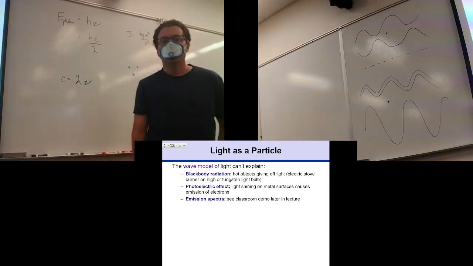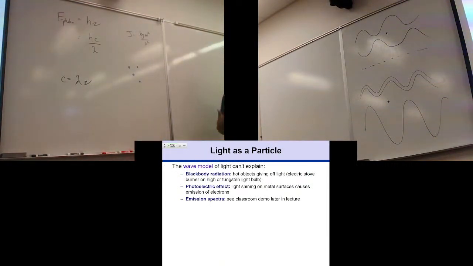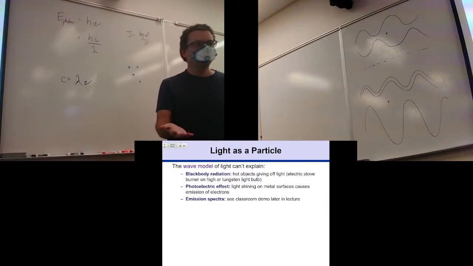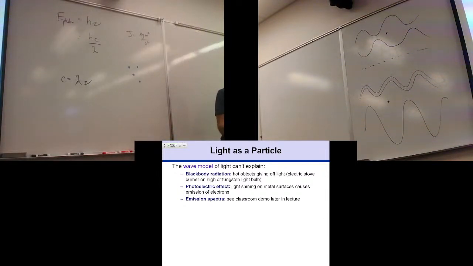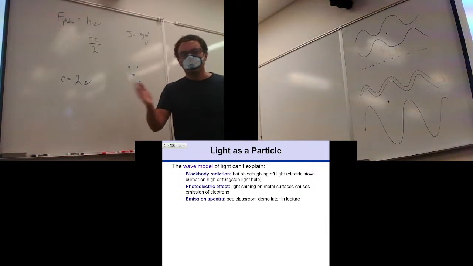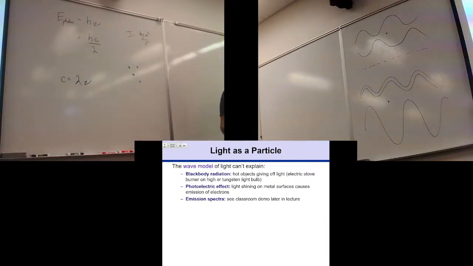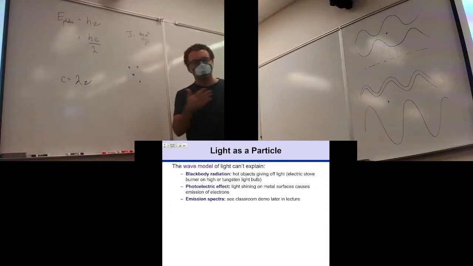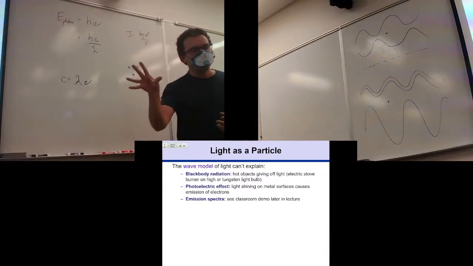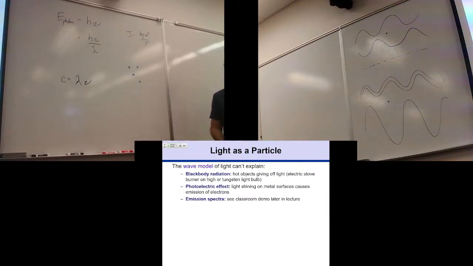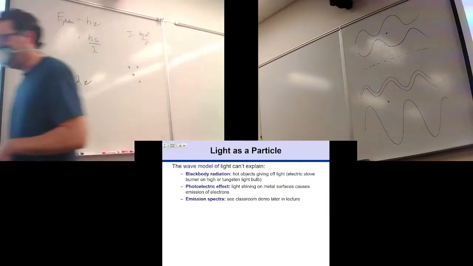But this wave theory of light is not enough. Because it doesn't explain black body radiation, which I kind of showed you what it is. And I'm not going to get into why it doesn't explain it too well, but it doesn't. It doesn't explain something called the photoelectric effect, which we're going to see. If you shine light on a piece of metal, electrons will come out sometimes. And it doesn't explain emission spectra.